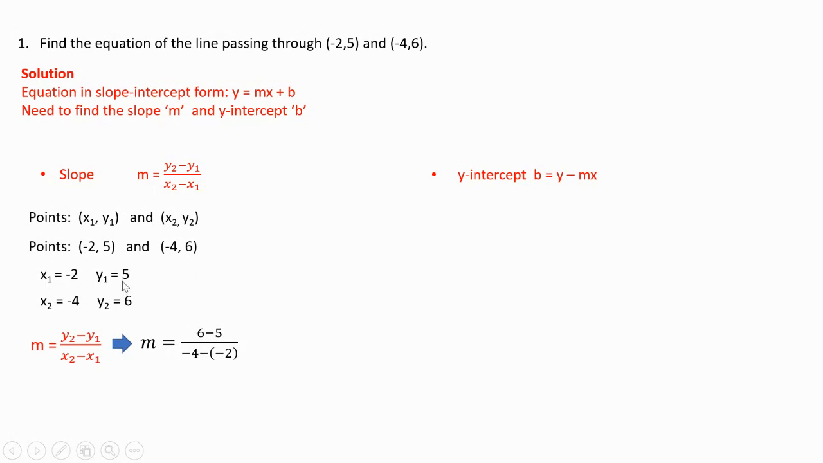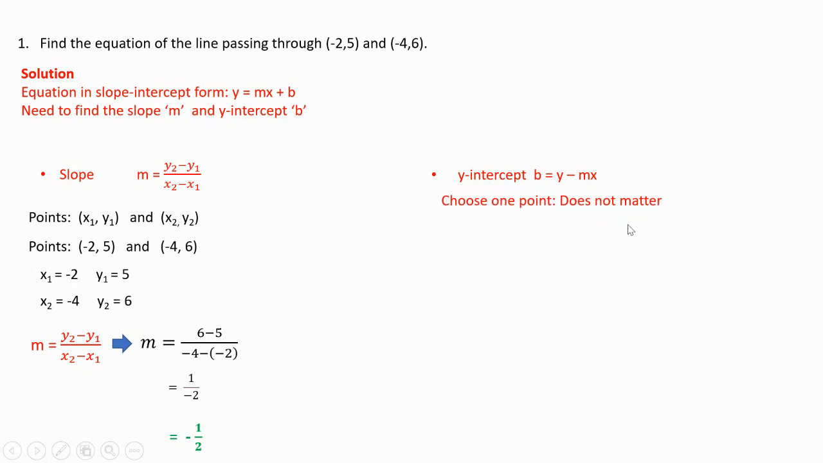So y sub 2 minus y sub 1 is 6 minus 5 over -4 minus -2. Now this right here becomes positive, so this becomes 1 over -2. So what's my slope? My slope is -1/2. I found my m, my slope, right? Now I need to find my b.